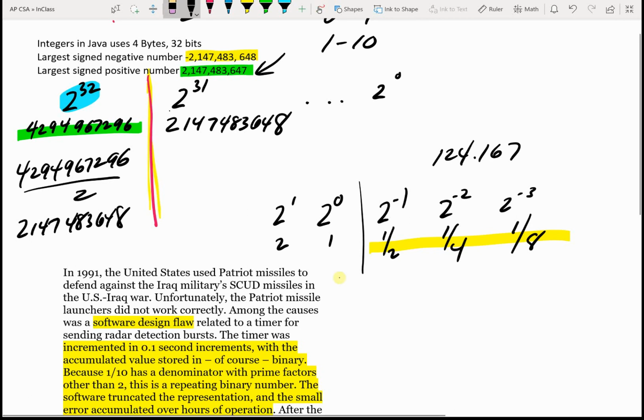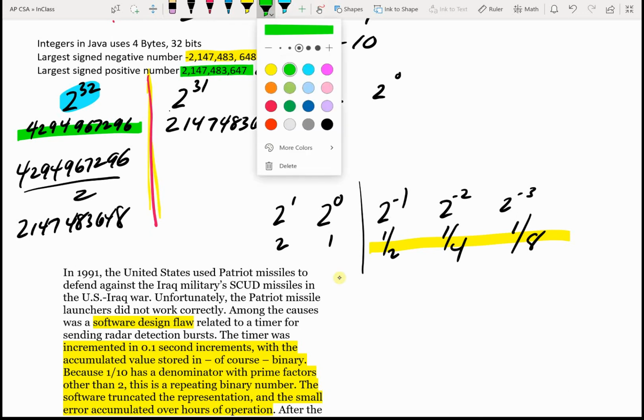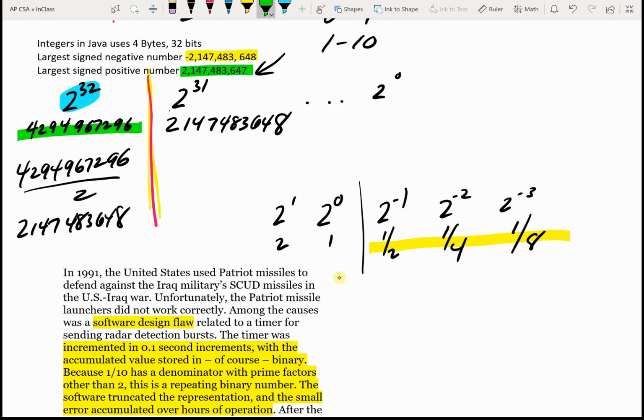Again, we're using base 2, so let's look at this. 2 to the first is 2, and 2 to the 0 is 1. 2 to the minus 1 is 1/2, and so over here we start to work with the digits in a float. Then 2 raised to the minus 2 is 1/4, and 2 raised to the minus 3 is 1/8. Now, why is that important?